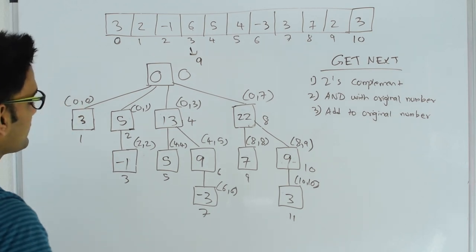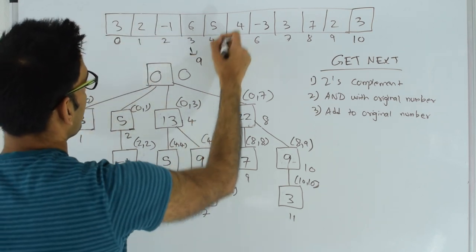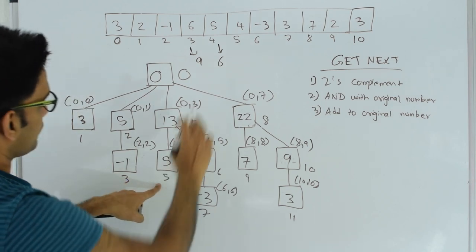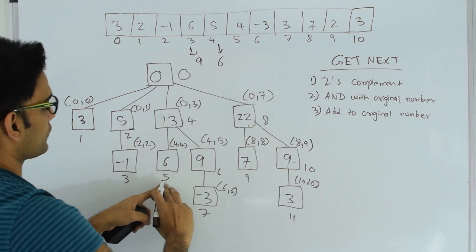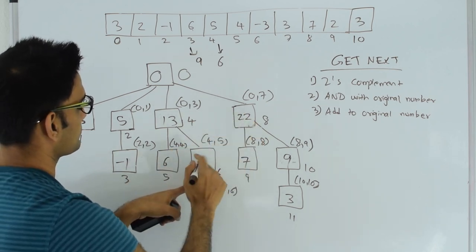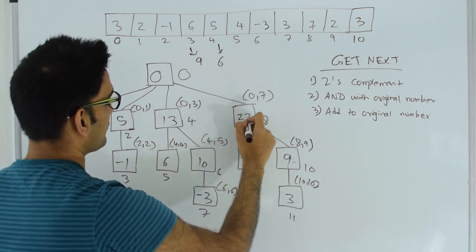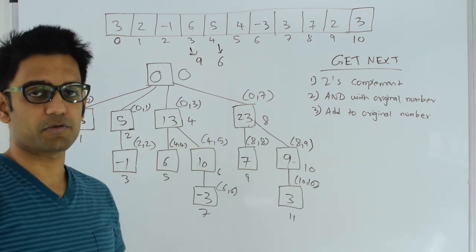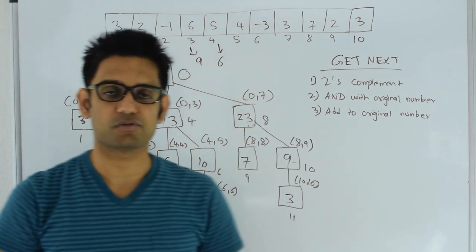Let's try another number. Let's try to update 4. So let's try to make this 5 as 6. So the difference here is 1, so we go to 4. So we add the difference here, so this becomes 6. And then we go to 5's next, which will be 6, so this becomes 10. And then we go to 6's next, which is 8, so this becomes 23. And then 8's next is outside the range of the binary index tree. So as you can see, the amount of time it takes to update any value in this binary index tree is O of log n.